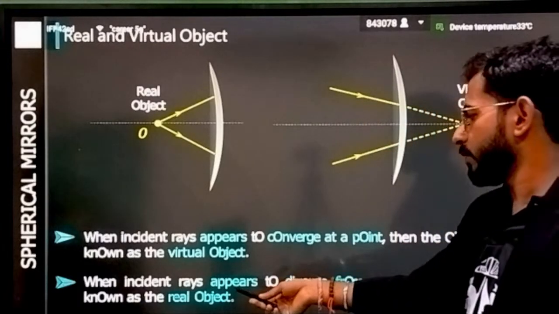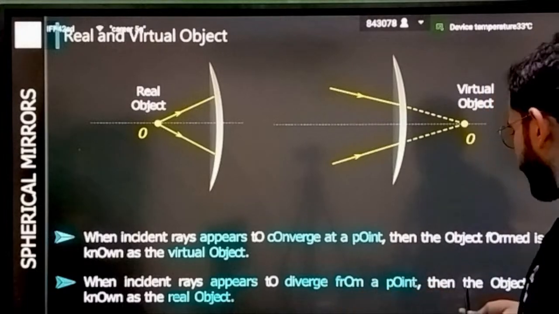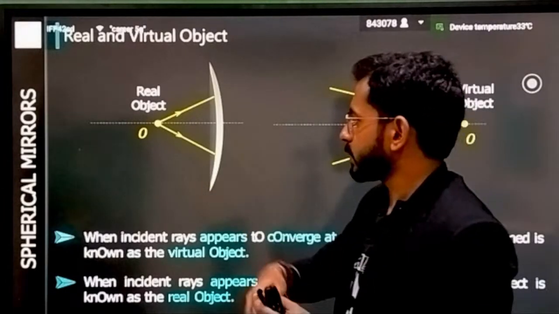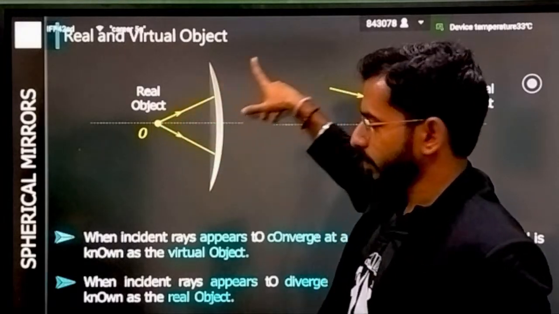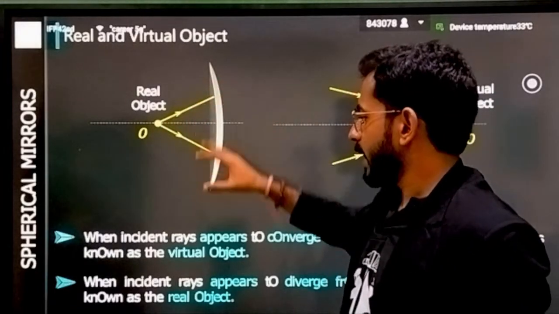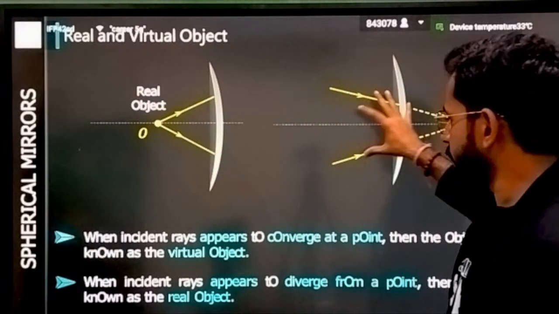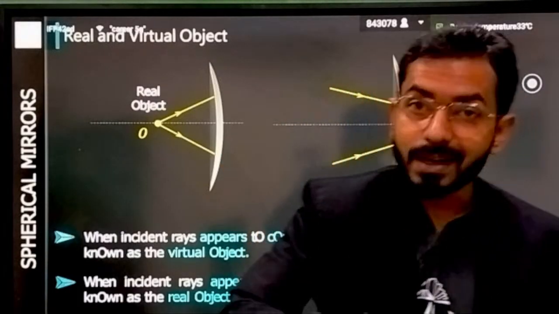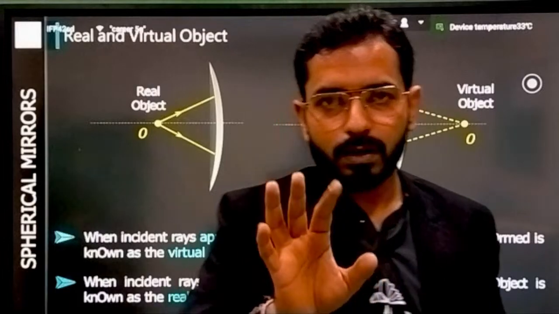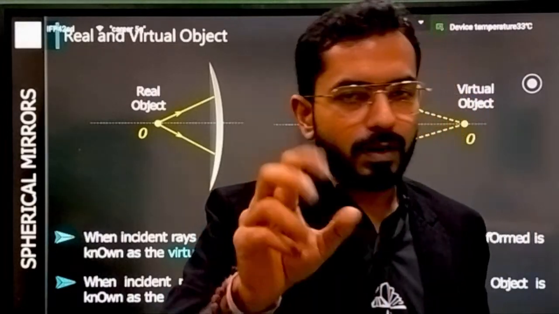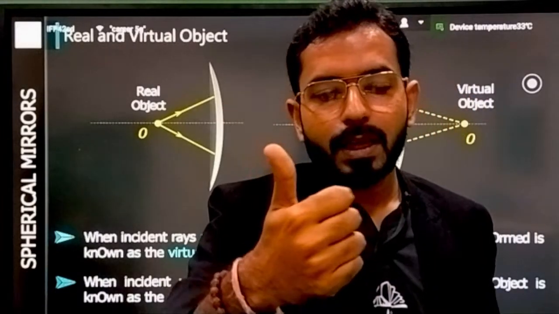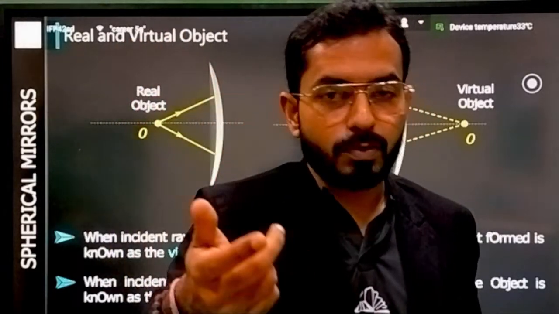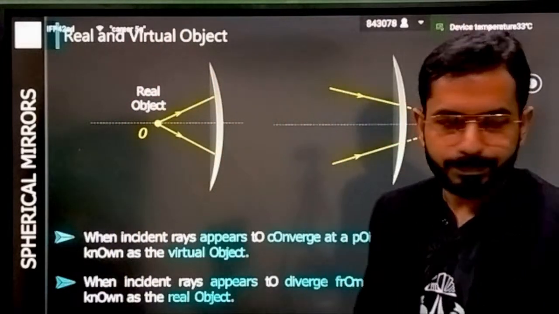Here the statement is also written: when the incident rays appear to diverge from a point, then the object is known as a real object. From here it is actually diverging from the point, that means it is real. And when rays appear to converge at a point, simply remember, when two incident rays are converging, important is the incident ray, not the reflected ray, if two incident rays are converging, then it is virtual. And if two incident rays are diverging from a single point, that point is a real object. Clear?